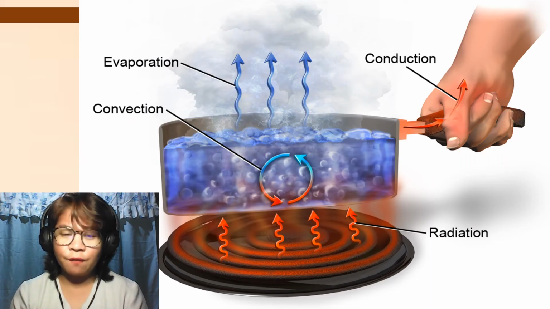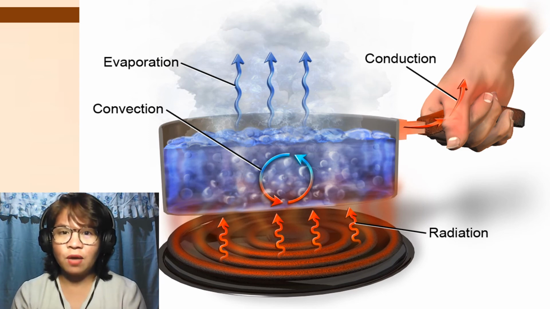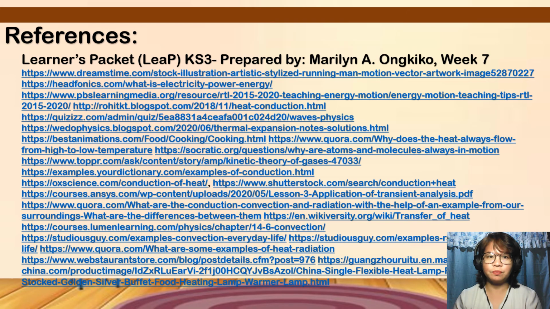Same with boiling of water. Heat transfer to water is convection. Hot handle of the pot is conduction. And the heat that can be felt from the heat source is an example of radiation.